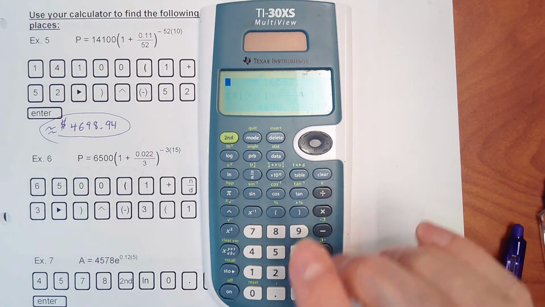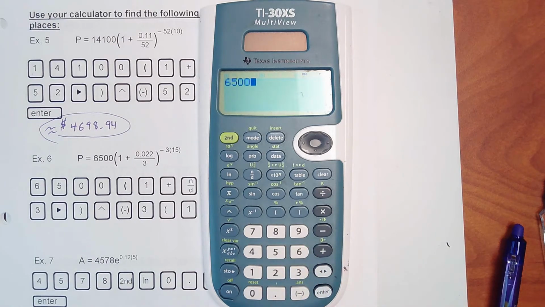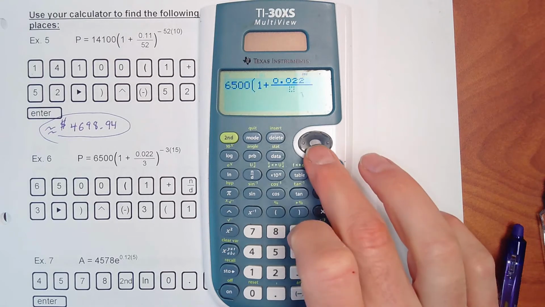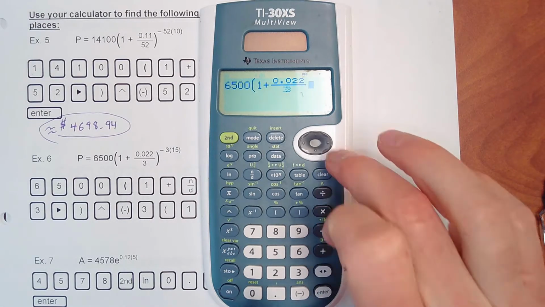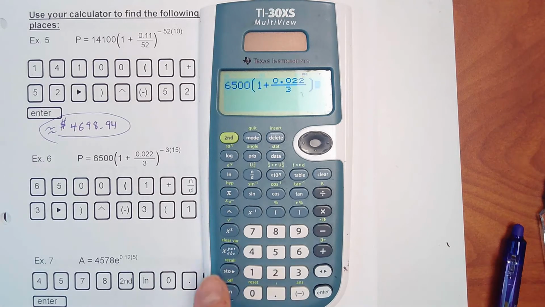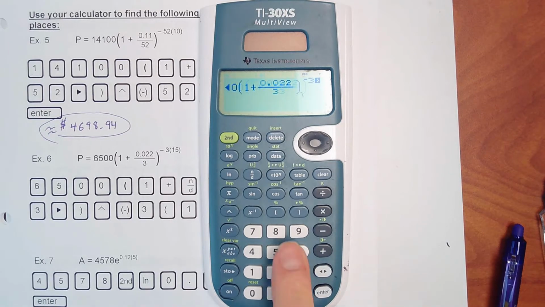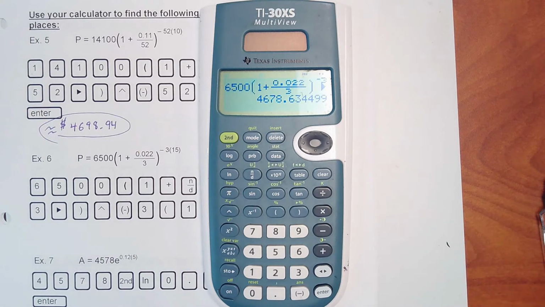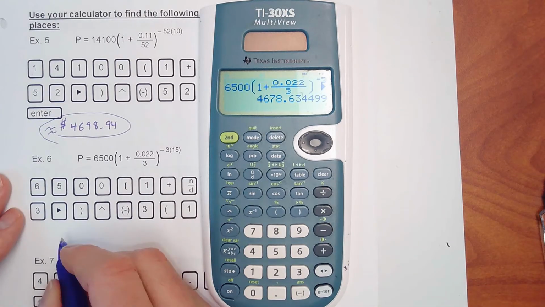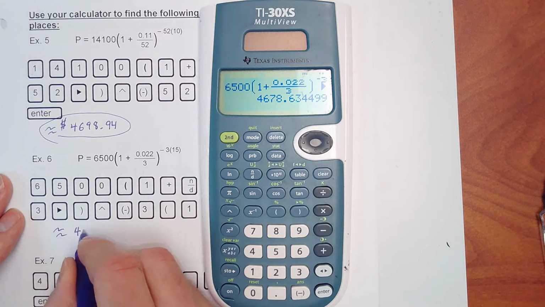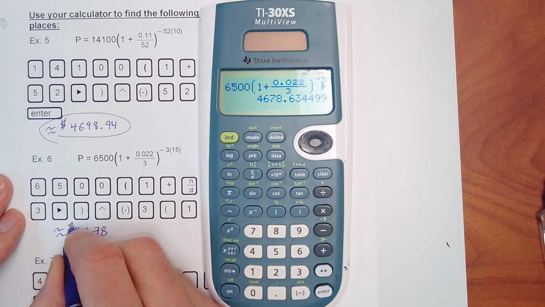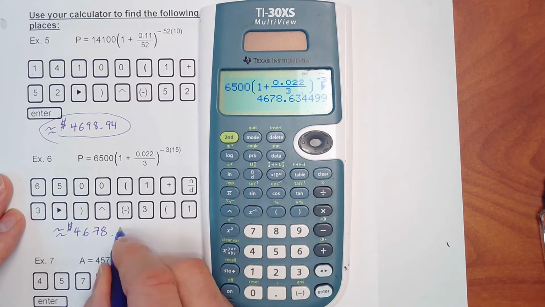All right, let's try number 6. So I'm going to do 6,500 parentheses 1 plus, do my fraction key, 0.022 over 3, right arrow key, close the parentheses, caret key, negative sign down by the enter key, 3 parentheses 15. Enter. So that gives us almost the same thing as the last one, $4,678.63.